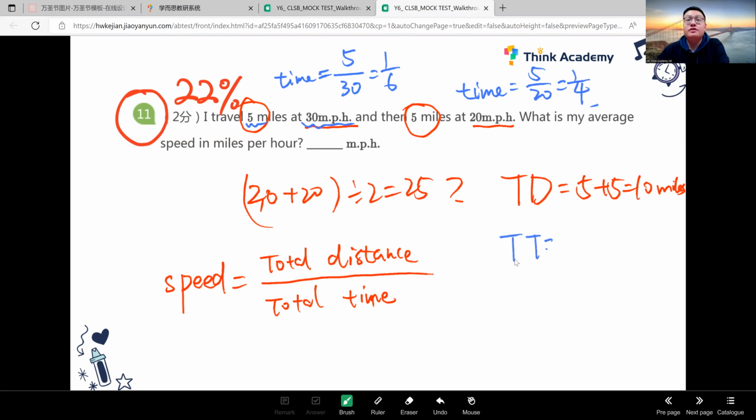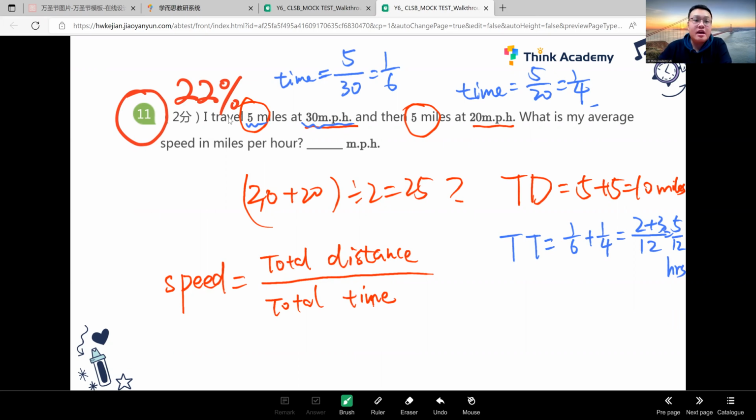So the total time equals 1 over 6 plus 1 over 4, which gives us, let's see, 12. 1 over 6 equals 2 over 12, and 1/4 is 3 over 12. So in total, that'll be 5 over 12. That's right. The time is in hours, okay? It's hours. So now we are ready to get the final answer.